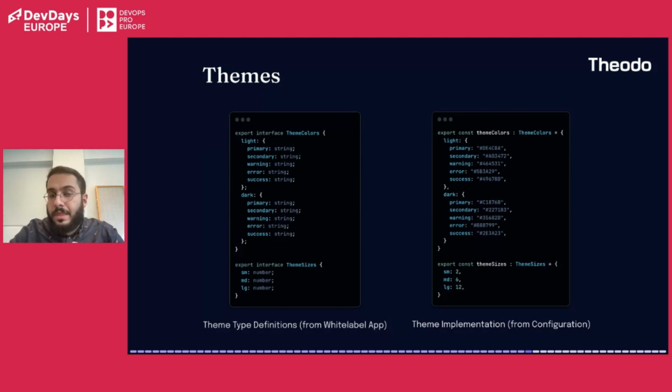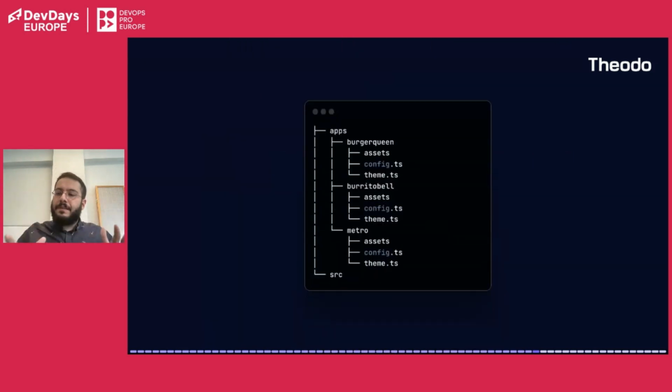One of the other things that you can theme here is the fonts. You can have different fonts, and that would also live within your assets folder. Effectively, if you look at it from a bigger picture, we had the source directory, which was the white label app. And then on the same level as the source directory, we had an apps folder under which we define each of our applications that are going to be published separately for each of our brands. Within, let's say, the Burger Queen app, we had assets, we had config, and we had themes.